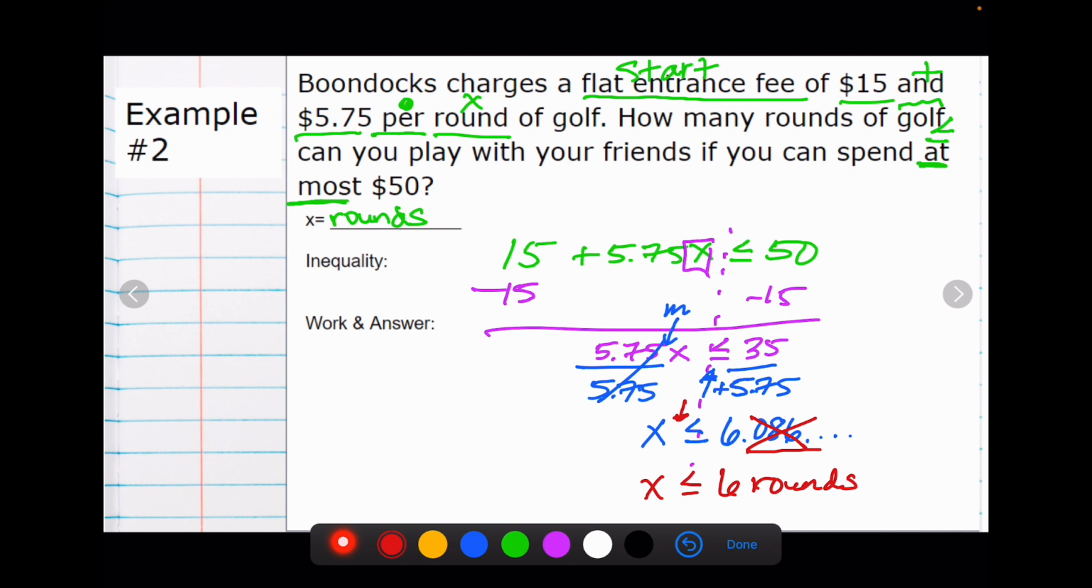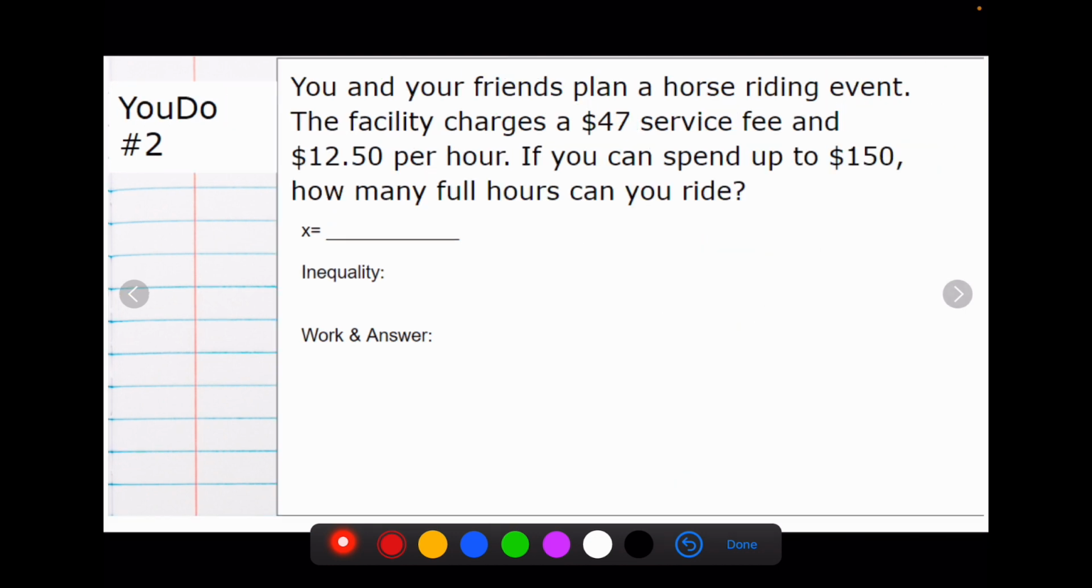Okay. So what I need you guys to do is to go ahead and change to your You Do and work on the You Do. If there is not enough time in class to complete the You Do in class, this needs to be done for homework. So again, one problem tonight if there is not time in class to finish this in class.